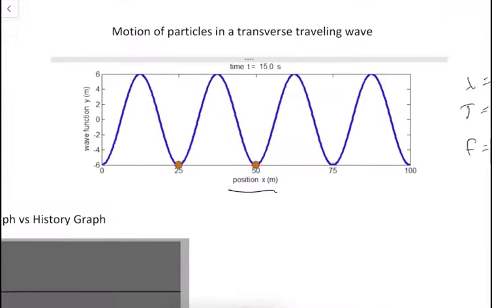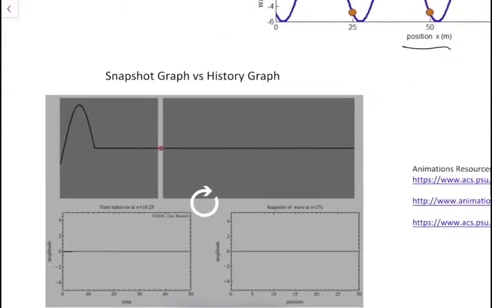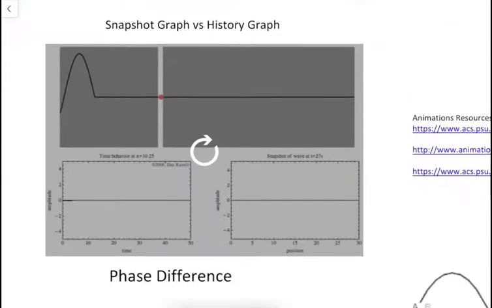I called this a snapshot graph, and now we need to identify what the difference is between a snapshot and a history graph. The difference is whether we are stopping time and looking at amplitude or displacement versus position, or versus distance. And this is, again, a transverse wave, where we look at the red dot, and the red dot moves up and down perpendicular to the direction of motion.